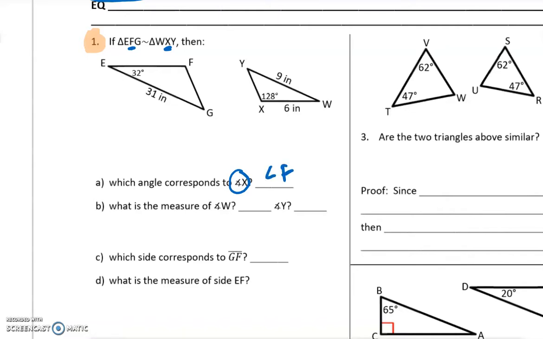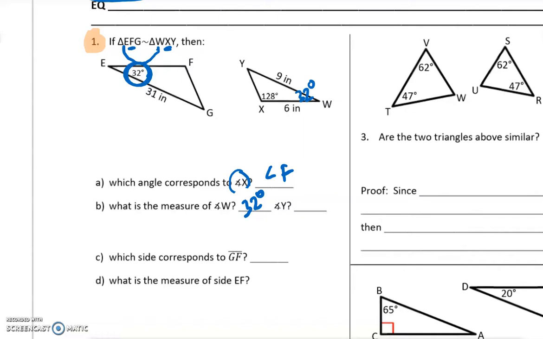It says, what is the measurement of angle W? Angle W is going to be the same measurement as angle E, and we can see here that angle E is 32 degrees, so angle W is also 32 degrees. Angles in similar figures are congruent, they don't change.